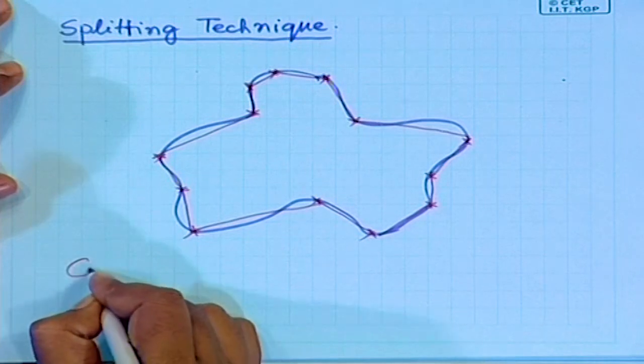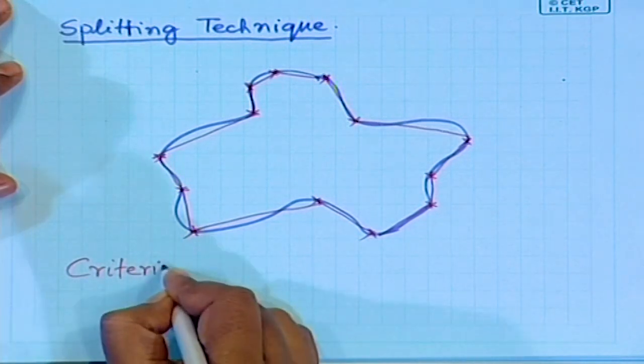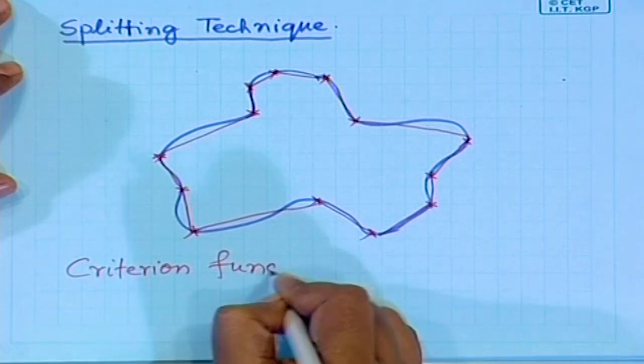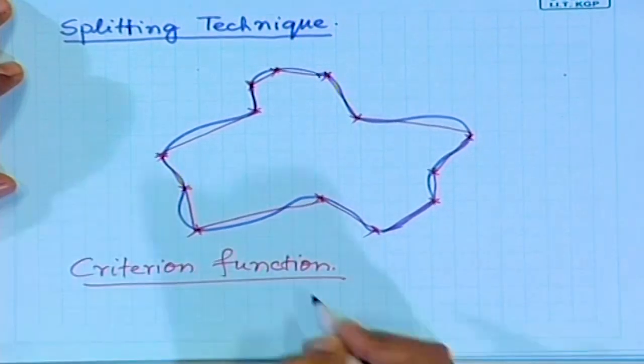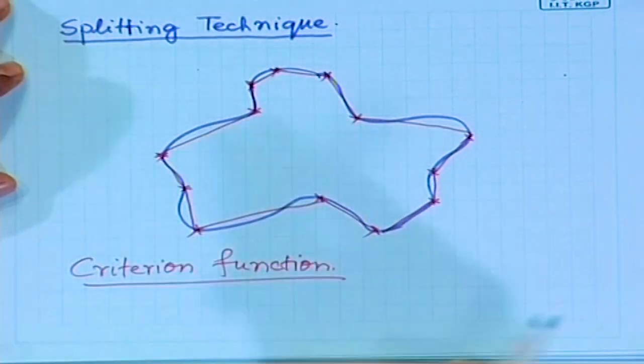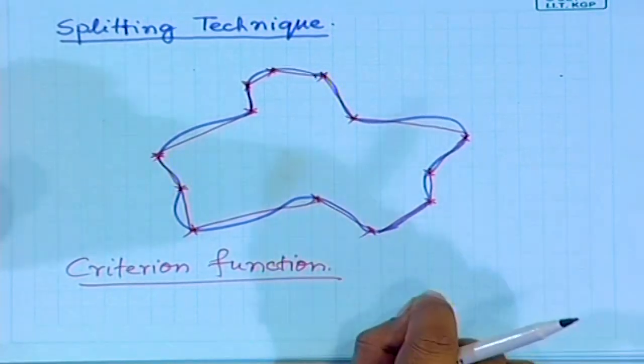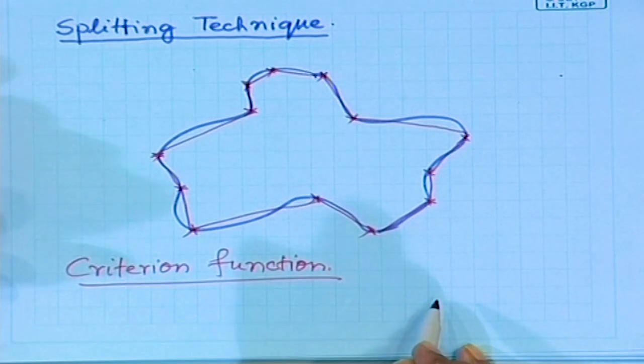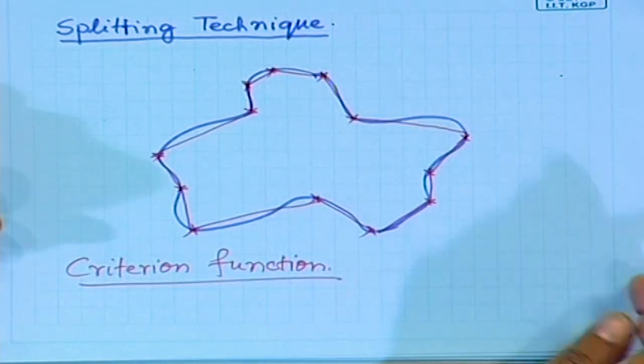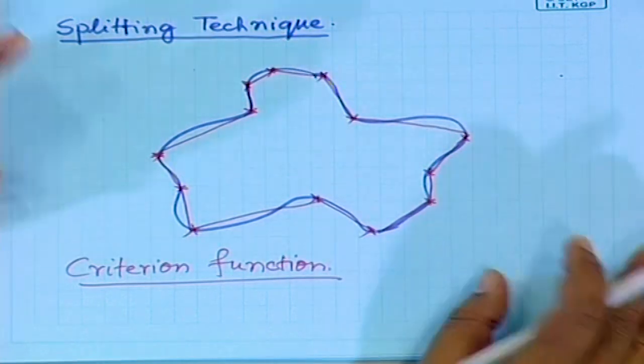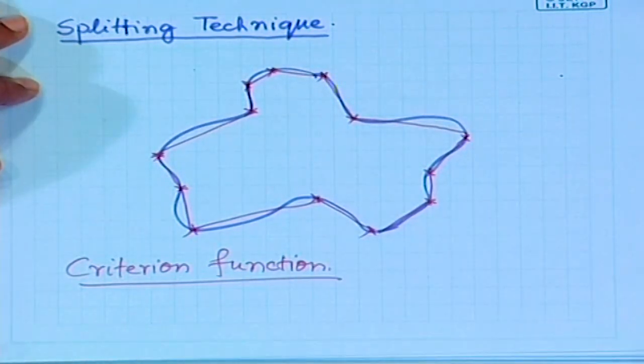Now, the criteria function, as I said, comes into the picture, which helps to decide which points on this arbitrary shaped boundary are to be taken along which this boundary can be split. There are different criteria functions, and different functions give you different results. The results may not be identical, but they are more or less similar and help in all practical applications of this polygonization technique.